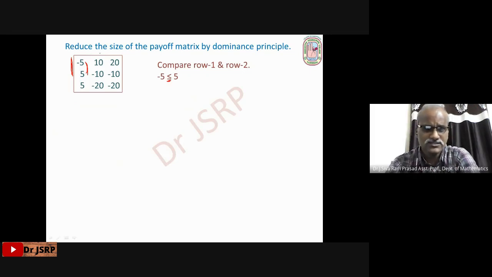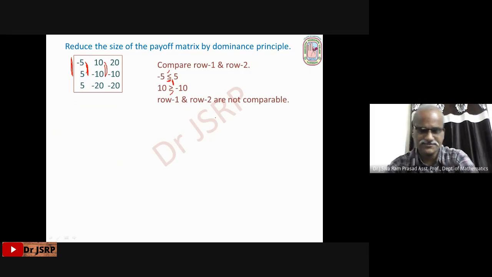So first compare the first elements, minus 5 and 5. Clearly minus 5 is less than or equal to 5. Next compare the second elements, 10 and minus 10. But 10 is greater than or equal to minus 10. So here the inequality changed. Here less than or equal, here greater than or equal. Therefore row 1 and row 2 are not comparable.